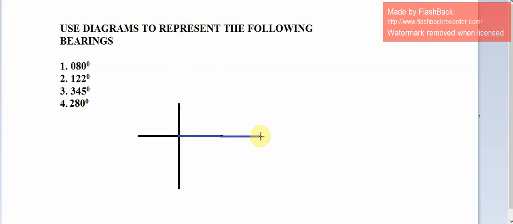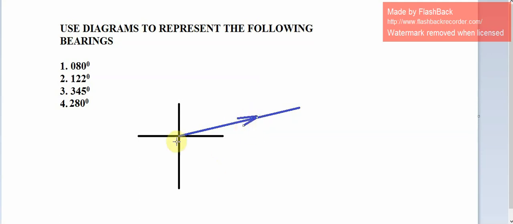Remember, we are doing 3-digit bearings, and angles are measured from the north pole through the clockwise direction. So an angle of 80 degrees will be closer to the 90 degrees line or the east line. So we leave it here. What is the next step? You indicate your arrow.